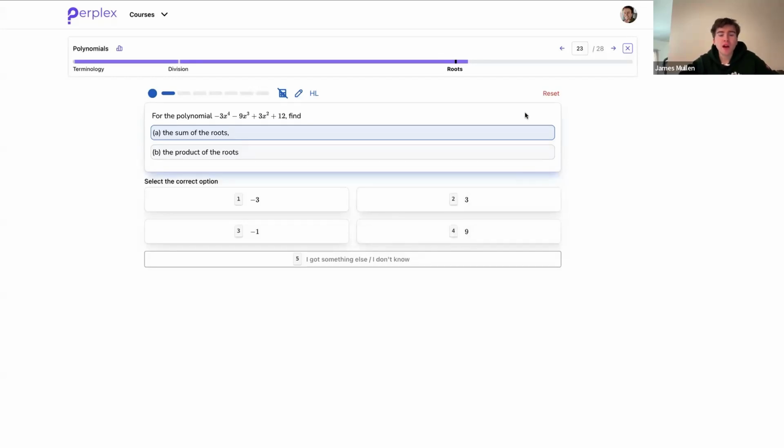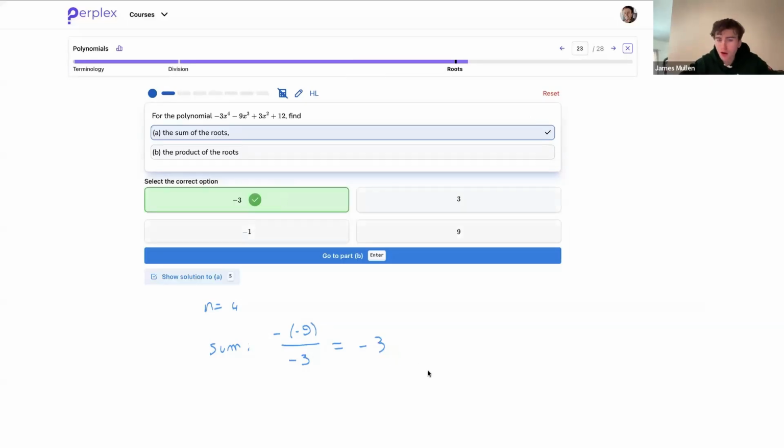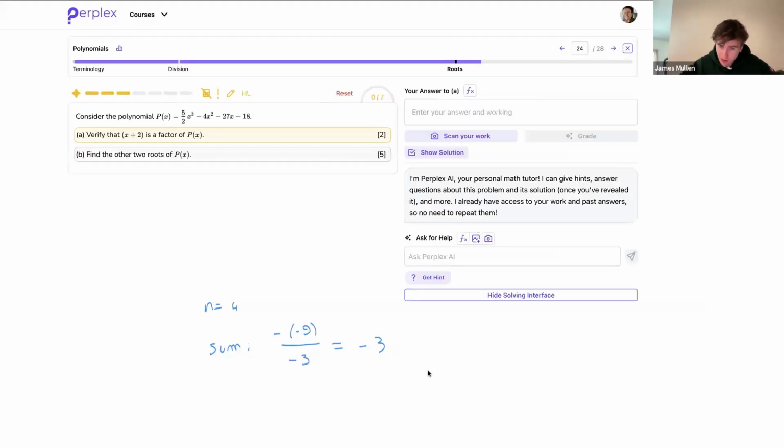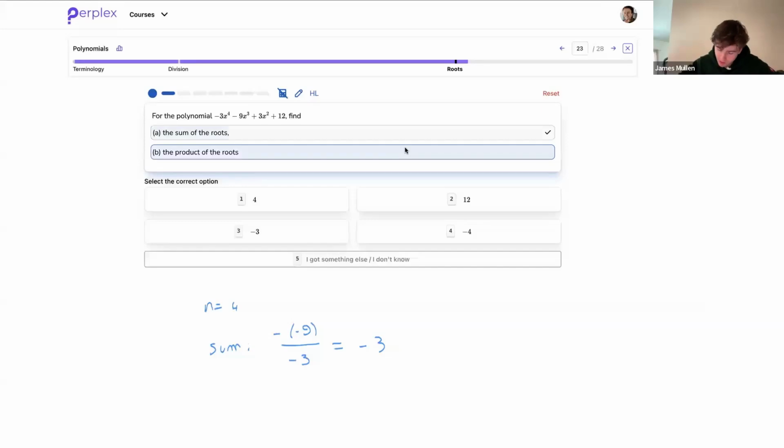So I have a quartic polynomial, which has a degree of 4, so n is equal to 4. The sum of my roots is going to be negative 9 over negative 3, which gives me -3. That is the sum of my roots. And then the product of the roots, I shouldn't have skipped that, is -1 to the power of 4, because that's the degree, times 12 over -3, and that's just -4. Okay? -4. Perfect. It seems like most of you got that right.